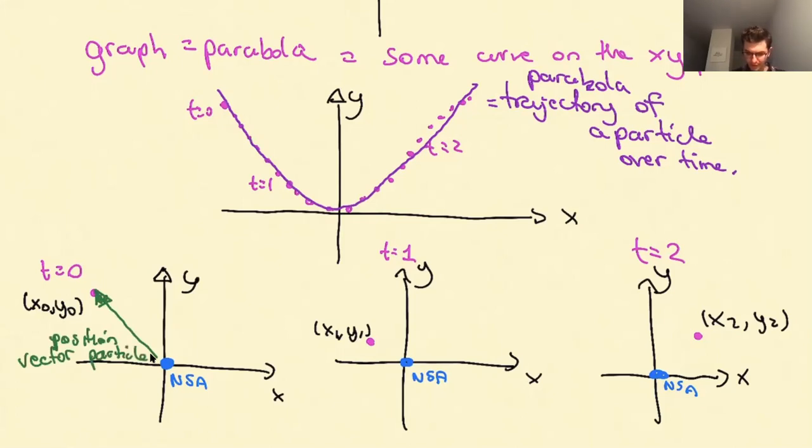Here's a different position vector, so let me use a different color. And here is a different position vector, so I will use a different color.